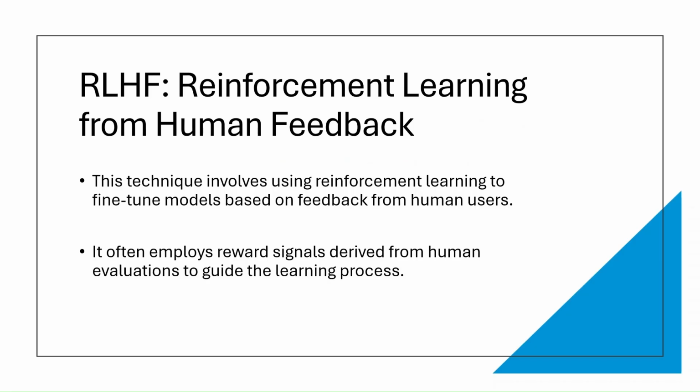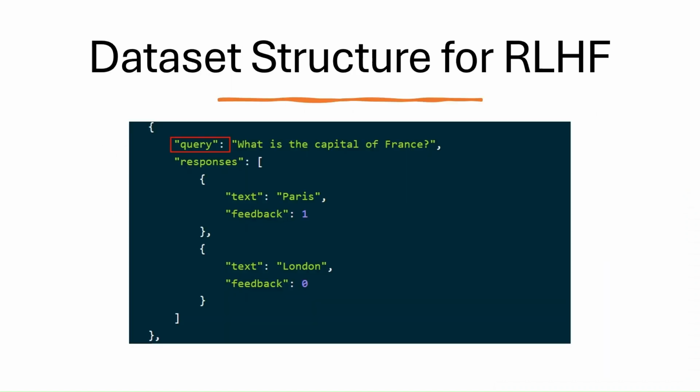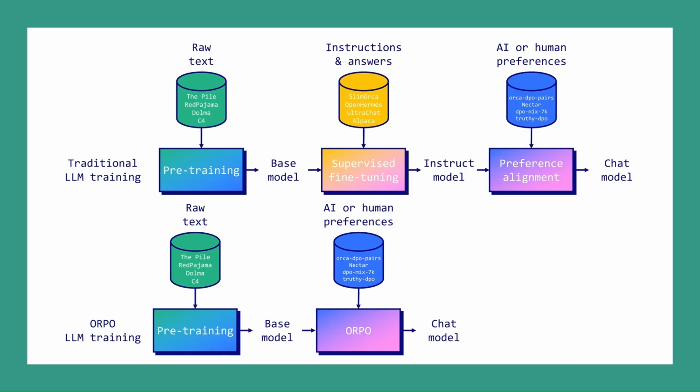The third approach is RLHF, which uses the concept of reinforcement learning to learn from human feedback. It uses reward signals from human evaluations to guide the learning process. RLHF requires a dataset in which for each input query, at least one response along with a feedback or reward signal is provided. The model then tries to maximize the total reward by producing better responses.